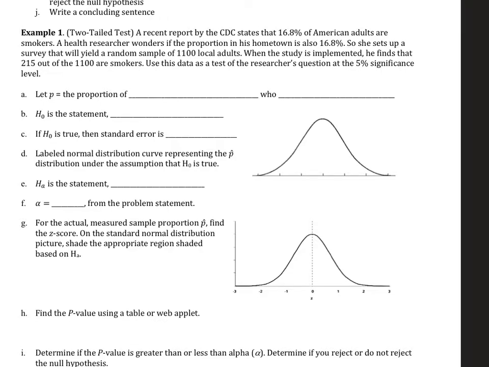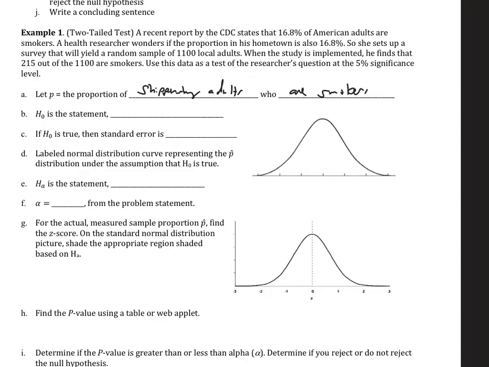And so we could pretend her hometown is Shippensburg and ask the question: is the proportion of Shippensburg adults who smoke also 16.8%? So the first thing to do is document that statement, that that's what we want to test. We do that by first making sure the proportion we're defining is clear: the proportion of Shippensburg adults who are smokers.